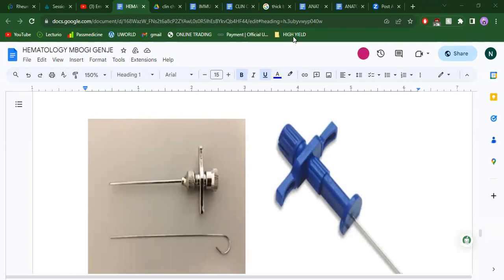What is this? Before you write the answers, please don't mention brand names like Klima, Salah, or Jamshidi. Just identify whether it's used for trephine or bone marrow aspirate. Those are the only two choices. The brand name is not important. This one is a trephine. Why? This one is for BMA because of this stopper, which you imagine as you push to get into the bone marrow. The trephine has this instead. So check for the stopper: this is trephine and this is BMA.